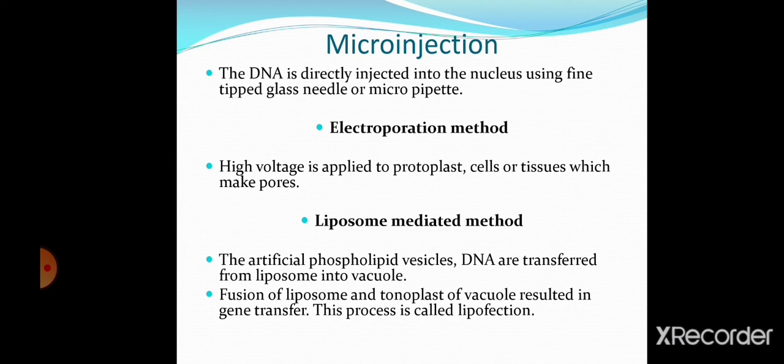Liposome and tonoplast of the vacuole fuse, resulting in gene transfer. So as a result, the liposome and the vacuole outer layer, that is the tonoplast, both will fuse, which results in gene transfer. This process is called liposuction. What is liposuction? Liposome and tonoplast of the vacuole fuse, which results in gene transfer. This is a 2-mark question, children.